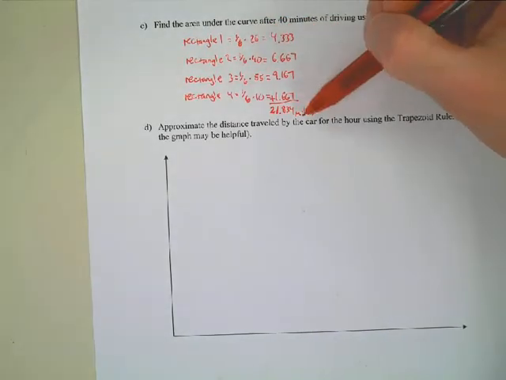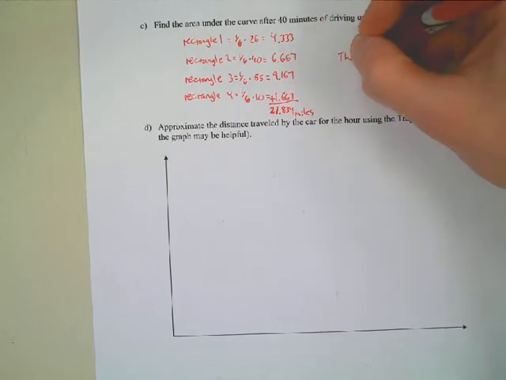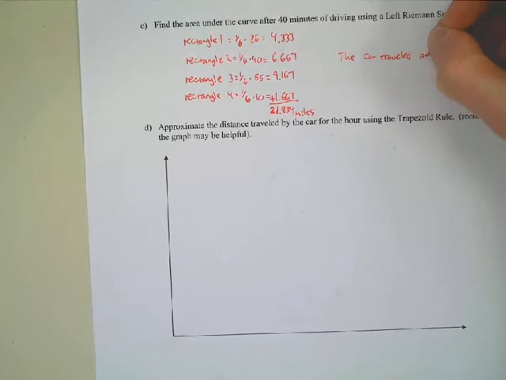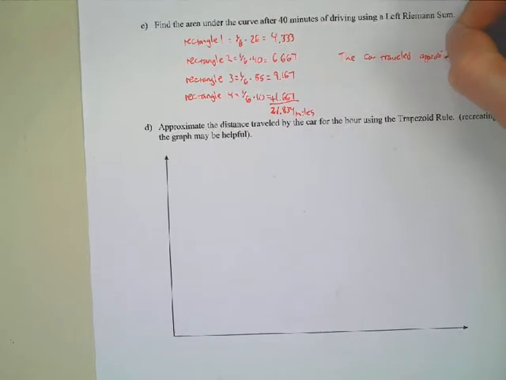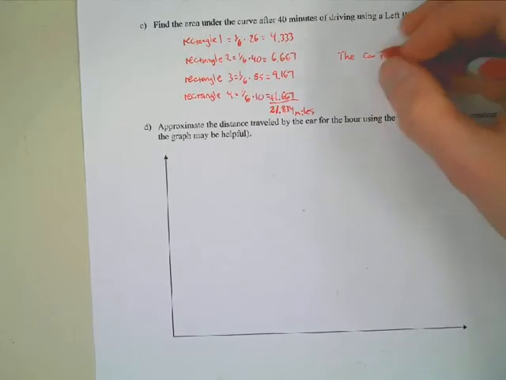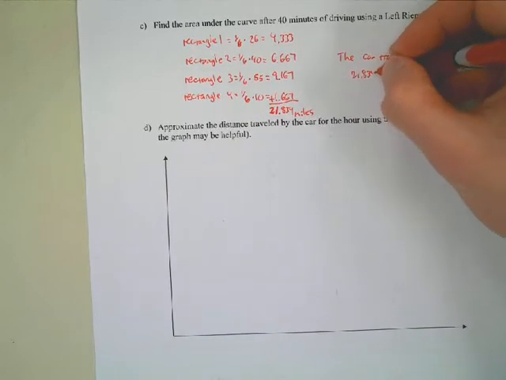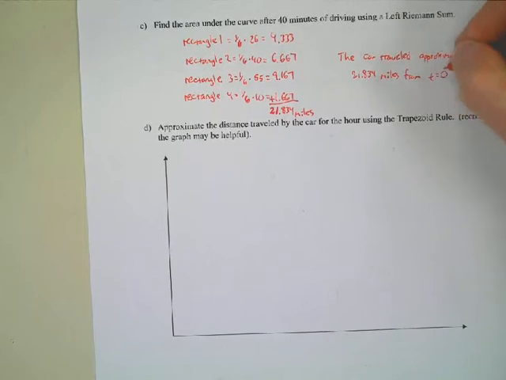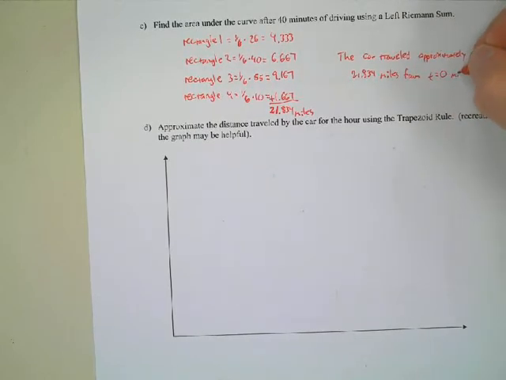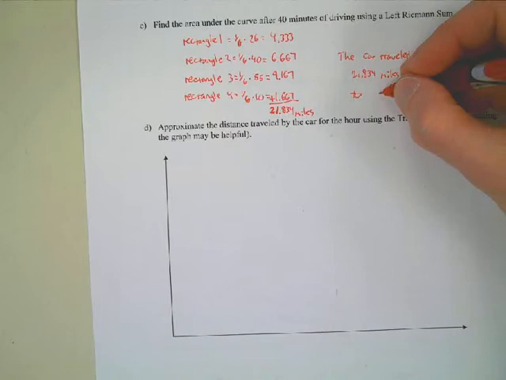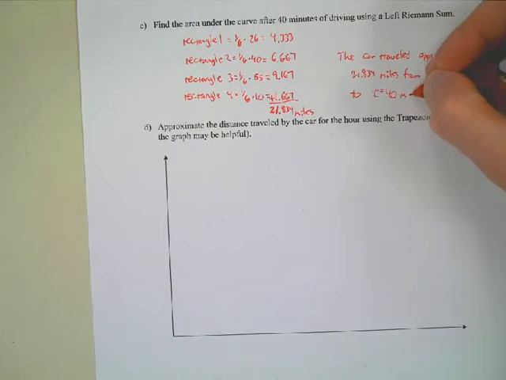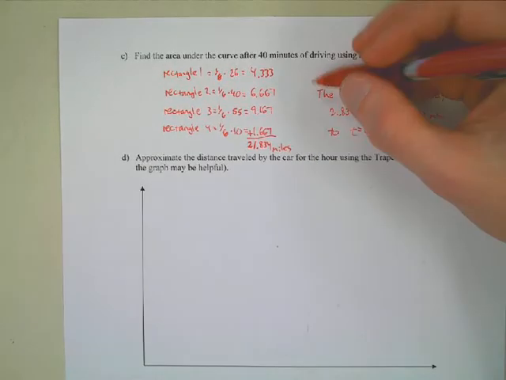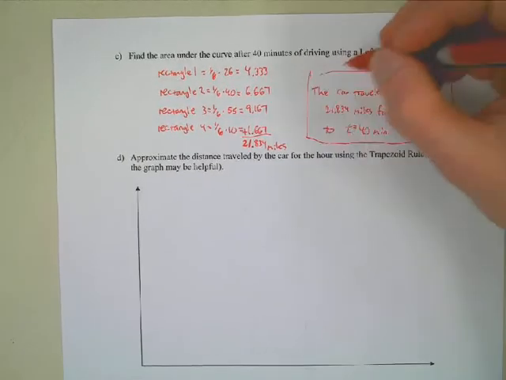So this means the car traveled approximately 21.834 miles from t equals 0 minutes to t equals 40 minutes. Okay? So there's a meaning there. All right. Donovan, question?